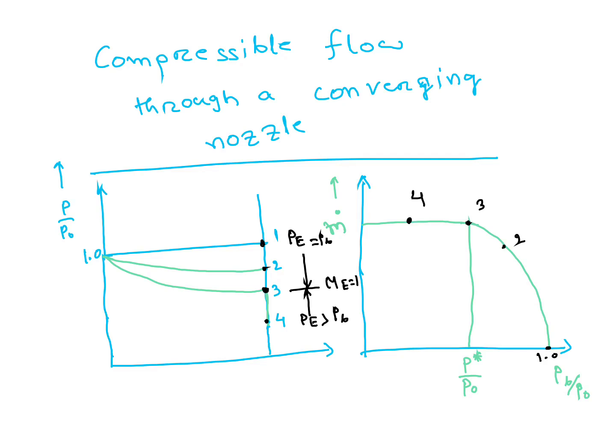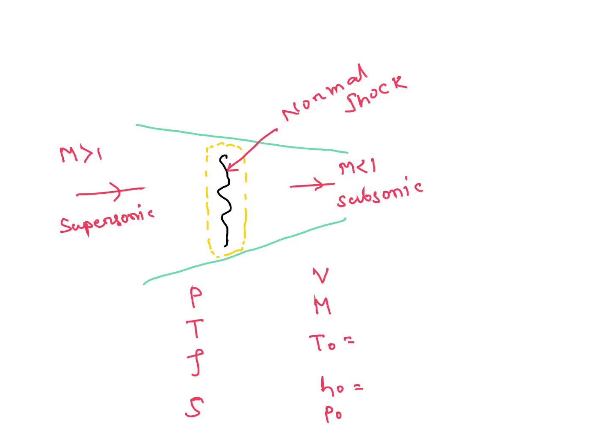One more thing is important here. Across a normal shock, if inlet is supersonic, after the normal shock it will become subsonic. And here pressure, temperature, density and entropy, volume, Mach number, and stagnation temperature, stagnation enthalpy and stagnation pressure. This relation is very important. For IES and ISRO examination, they won't ask this question. Pressure will increase, temperature will increase, density will increase and entropy also increases. V decreases, M decreases, T0 and H0 both are constant. This is very important: T0 and H0 both are constant and stagnation pressure will decrease.